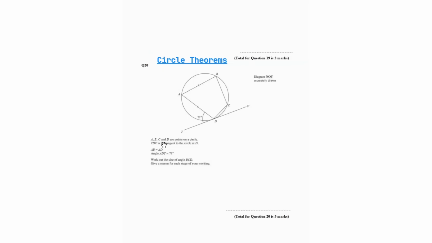Then it says A, B, C, and D are points on a circle. TDB is a tangent to the circle at D. AB equals AD. Angle ADT is 71 degrees. Work out the size of the angle BCD. Give a reason for each stage of your working. So this is your circle theorems, and in circle theorems, you need to be familiar with a few theorems.